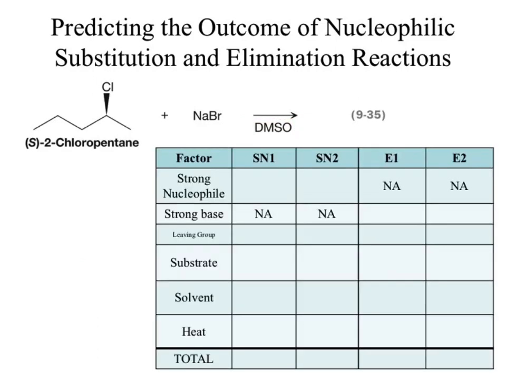What I would argue is you should change it to this. That's why it's bigger, because it's cooler and better. Strong nucleophile. Notice we have NAs next to E1 and E2.